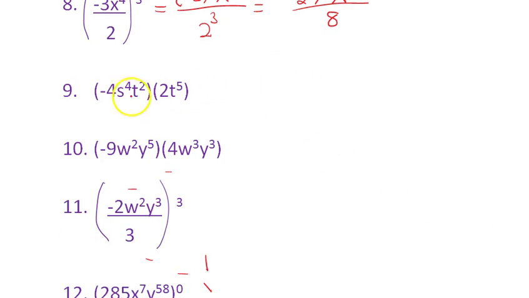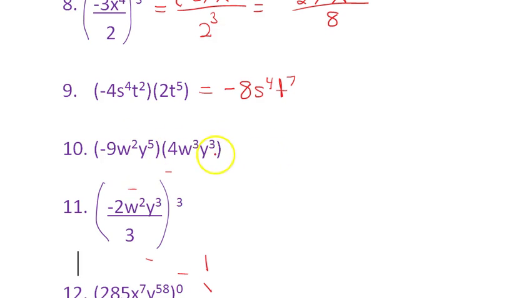Number 9 is a situation where I have a number now in both parts. You multiply just like as if it were -4 times 2 was your problem from elementary school. So -4 times 2, we get a -8. Then you just add the powers of the variables that are the same. Now there's an s in the first one but not in the second one, so you just kind of bring it on over. And then for the t's you add and get 7th power.